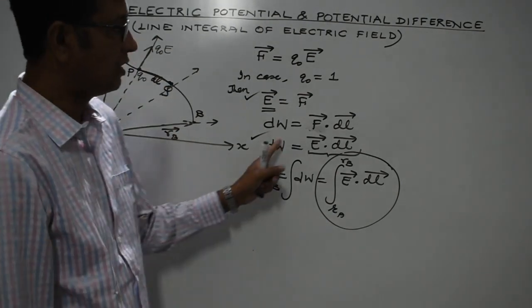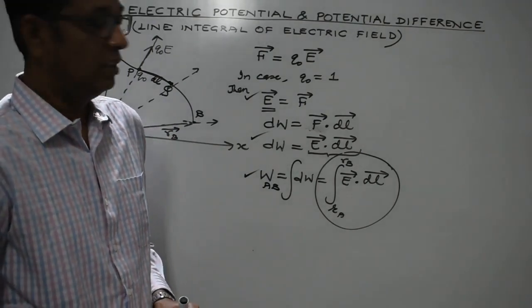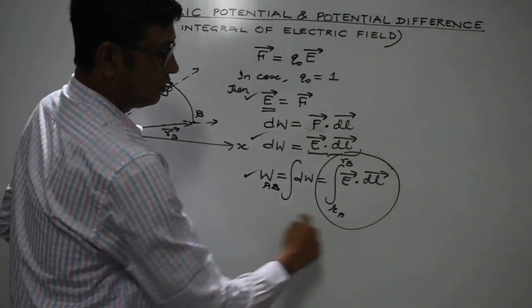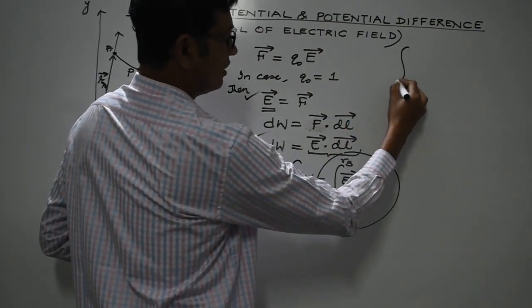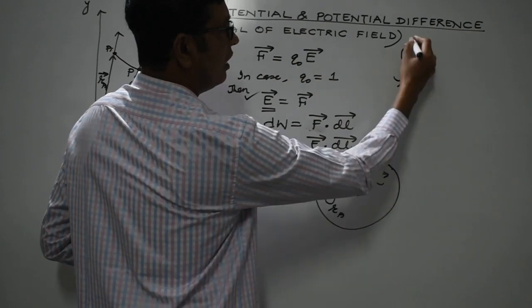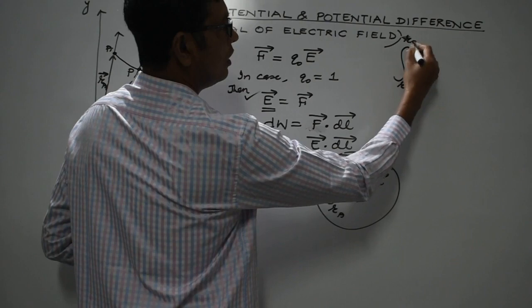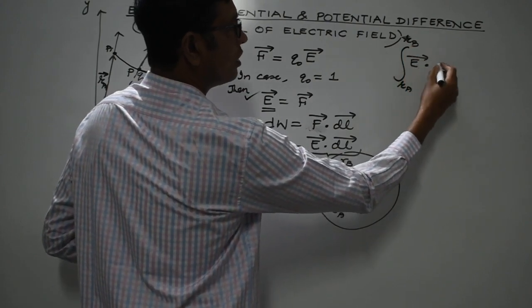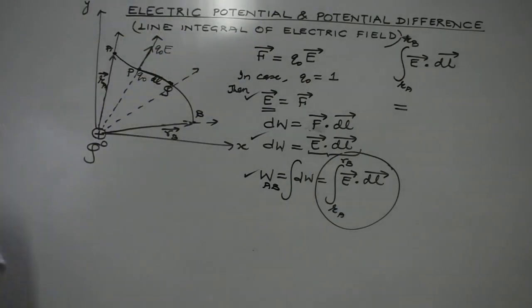So this is the physical significance of the line integral of the electric field. Now let's find the expression for the line integral of the electric field. Let's evaluate this. This is the line integral of electric field from RA to RB, E vector dot dl vector. Let us try to evaluate it.